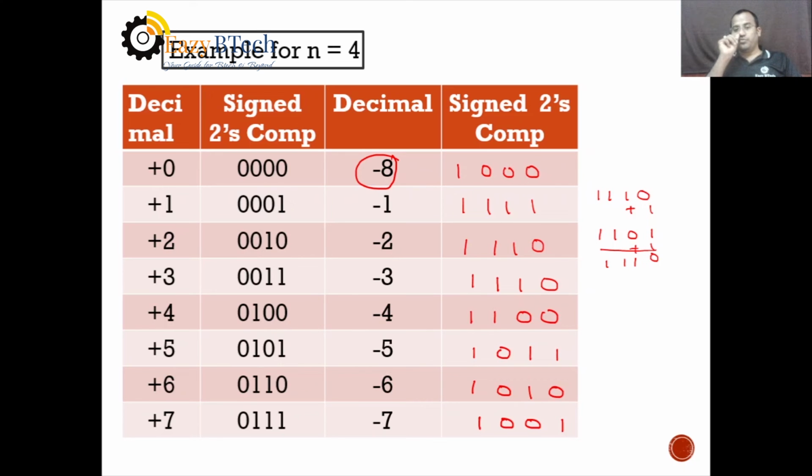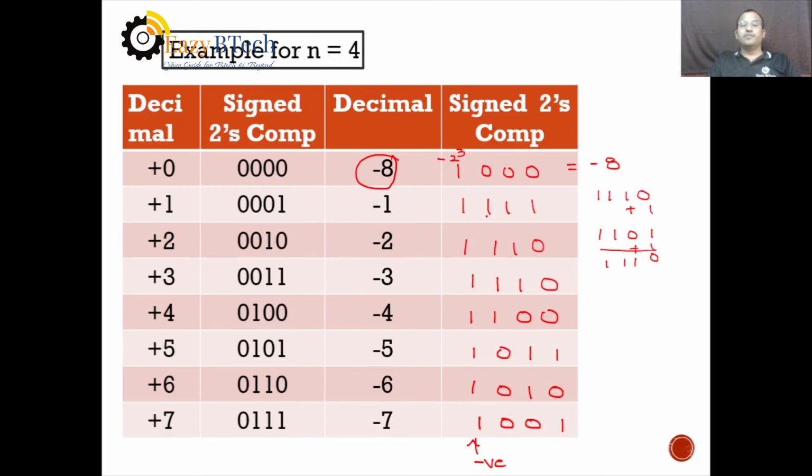So how to find the corresponding decimal value if the number is in 2's complement representation: for the MSB bit we have to assign a negative weight. For example, if you take 1 triple 0, assign minus 2 power 3, and for the remaining bits it is the same. So this is equivalent to minus 8.